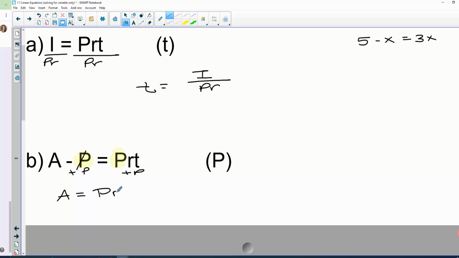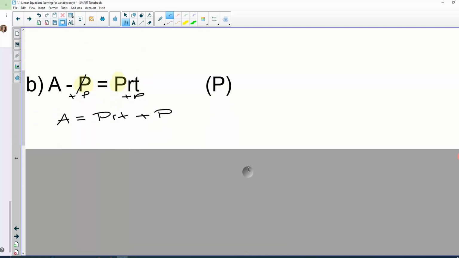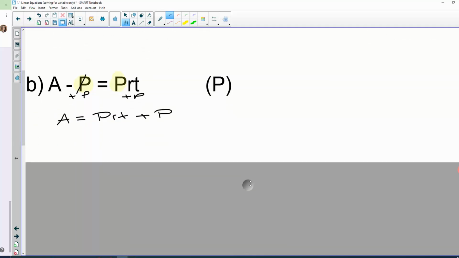Okay, the difference is these aren't really like terms, so I can't actually combine them. But at least all my p's are on one side now. Alright, here's a real test of your memory from last year. It's been a long summer. They both have a p.